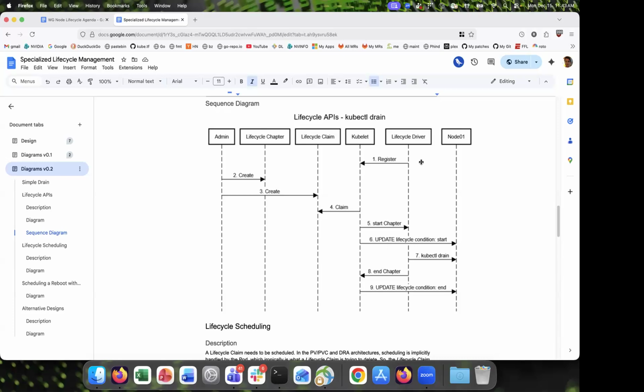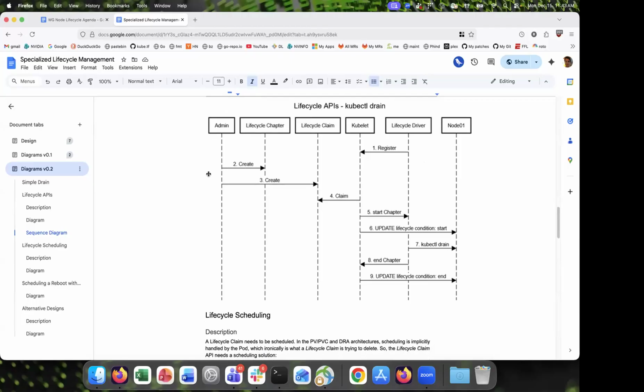So the sequence diagram would be like this, where first we're registering. We would need a lifecycle driver to register with the kubelet. So this kubectl server-side drain driver would have to register with the kubelet. The admin would create this lifecycle chapter. That's our lifecycle chapter, our declarative description of what this lifecycle is. And then it would have to create a claim, which is declaring its intent to allow us to do a binding phase. And then kubelet would have to claim it. And then kubelet, after it claims it, would send a start gRPC call to the driver, and it would also update the node with whatever the start event was.